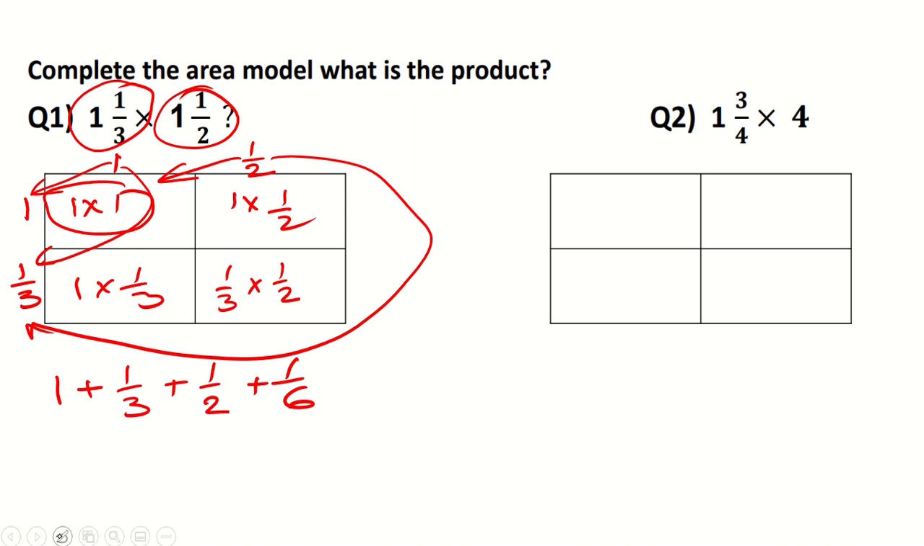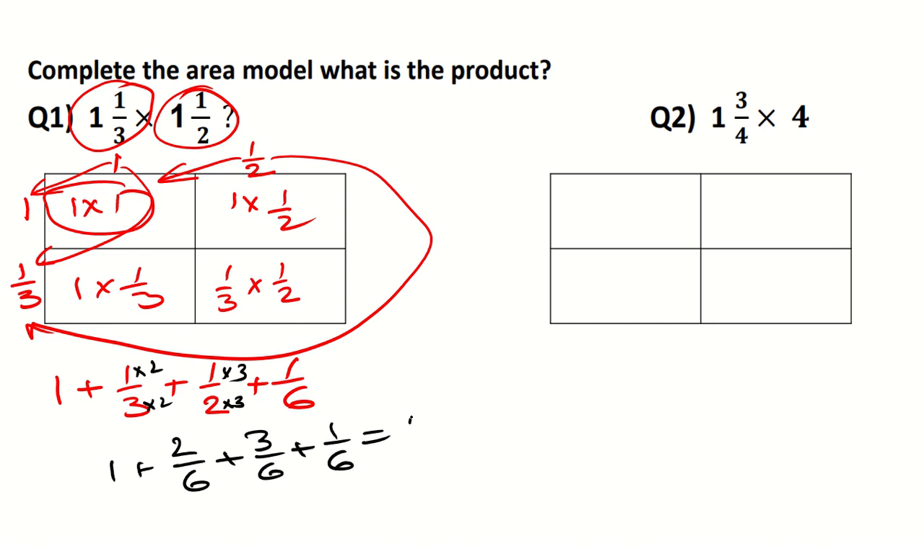Okay, I'll complete the question for you. Now if you multiply 3 by 2, it becomes 6. If you multiply 2 by 3, it becomes 6. So this is 1 plus 2 over 6 plus 3 over 6 plus 1 over 6. That is 1 plus 2 plus 3, 5. 5 plus 1, 6 over 6. And 6 over 6 means 1. So its answer is 2. Same, you can do this question also.